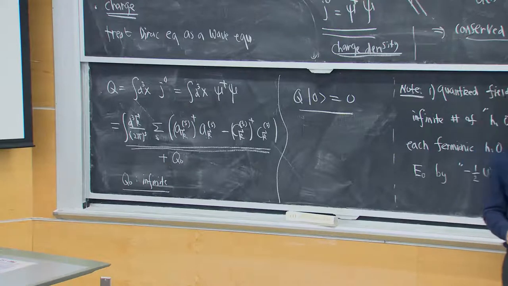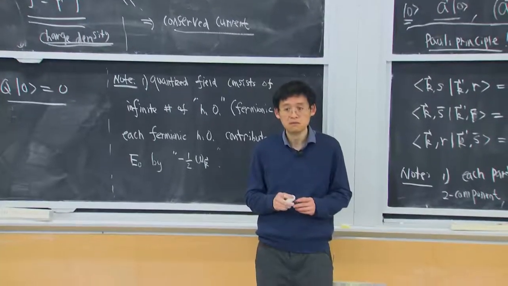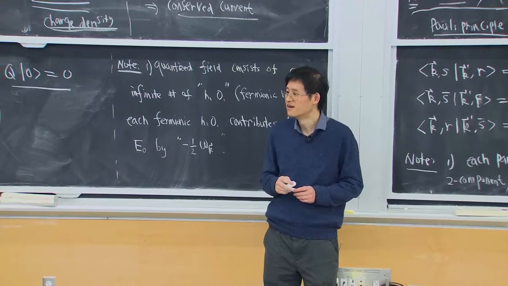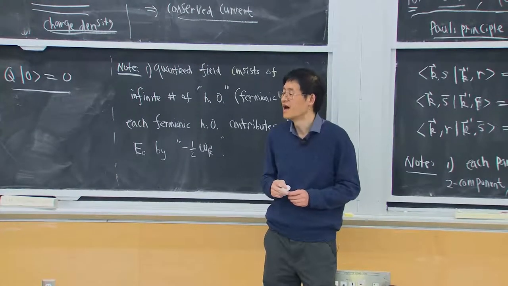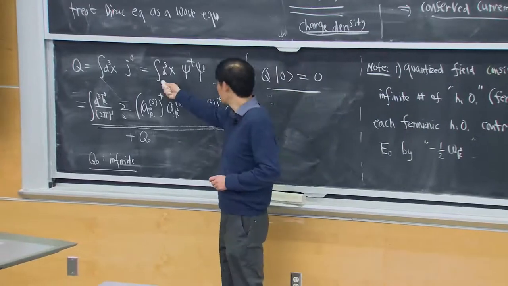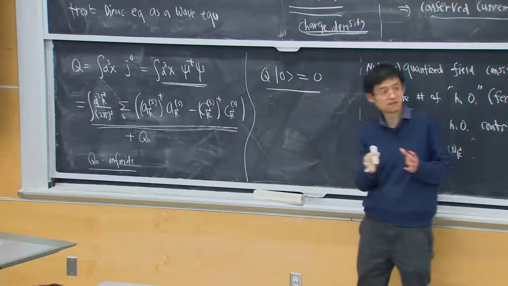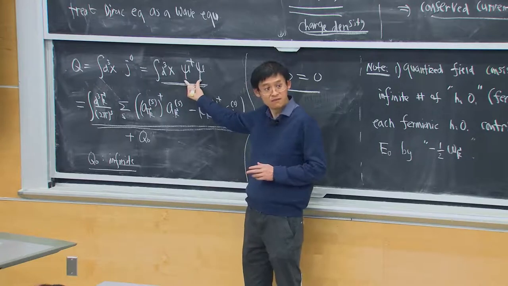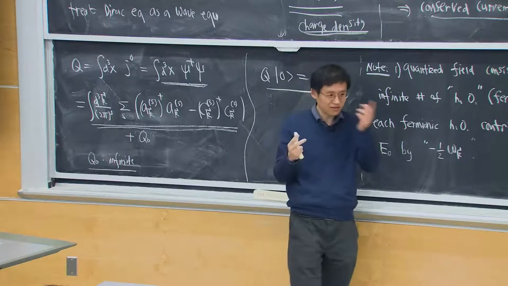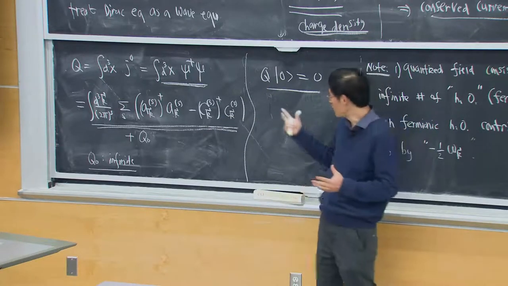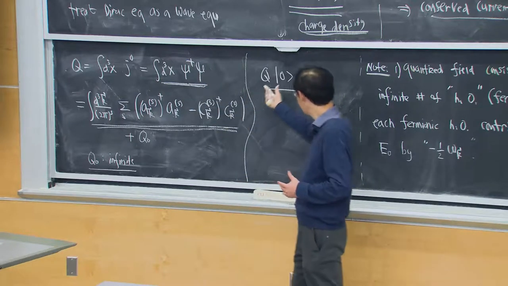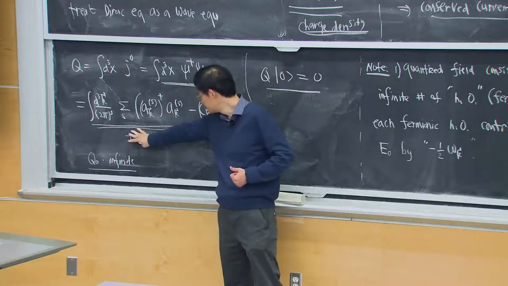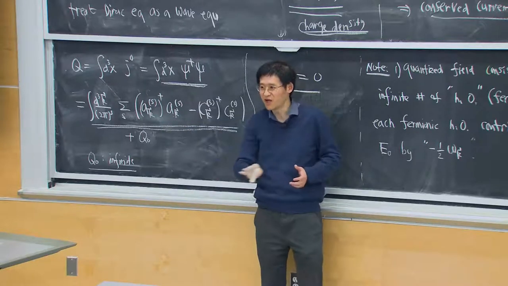Good, but now you see something interesting happens. Naively, this quantity is positive definite. But this quantity by itself is divergent. When we say something is positive definite, if it's divergent, then it does not mean very much. So when we want to make it finite, we define it so that when you act on the vacuum, it's zero, so that the vacuum has zero charge. When we throw away this infinite constant, this can be either positive or negative.